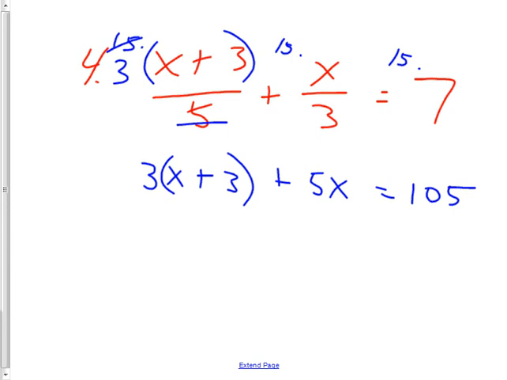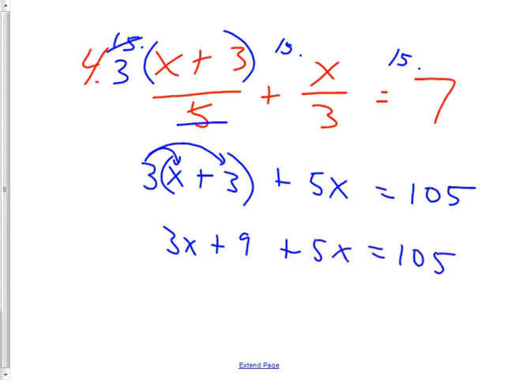All right, from here, again, this is the part a lot of kids would have goofed, is they would have forgot to distribute this 3 to both parts. 3x plus 9 plus 5x equals 105. And then I combine like terms, the 3x and the 5x make 8x plus 9 equals 105. And from there, again, you should be able to handle it, no problem. Did I make a mistake? Okay. I can do it in a different order.